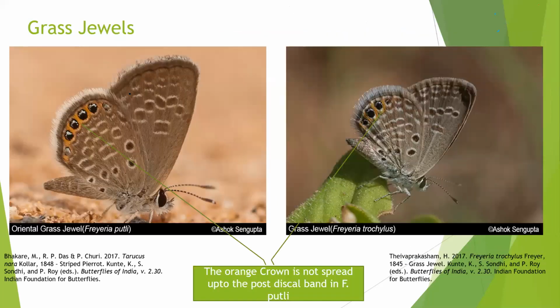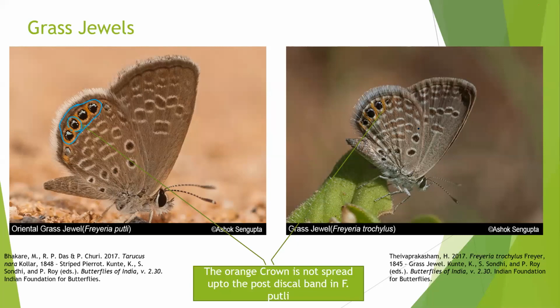The grass jewels, if you see, there is the oriental grass jewel, the putli, which is the smallest insect among our butterflies in our country, and we have the grass jewel or the Tailless, which is almost similar to the other grass jewels. The difference is, if you see the orange crown in the hind wing of putli or the oriental grass jewel, this is limited. It just uniformly covers the tornal spots.